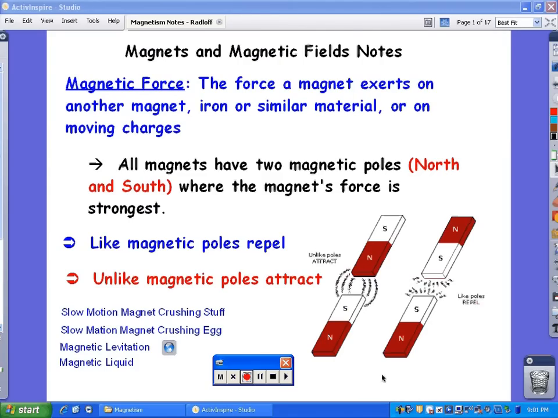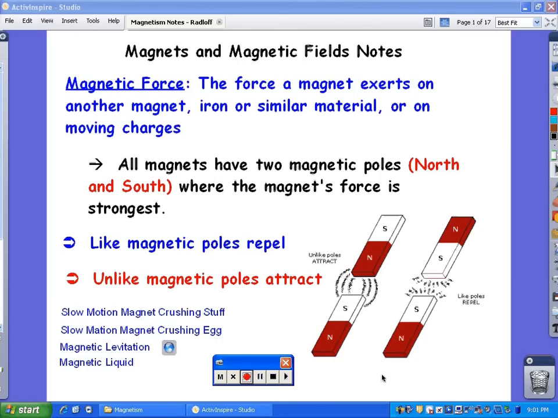What is the magnetic force? It's a force a magnet can exert on another magnet. Push or pull that it can exert onto another, what's classified as a magnet, iron or similar material, or other moving charges. It can push or pull things, so therefore it's classified as a force.